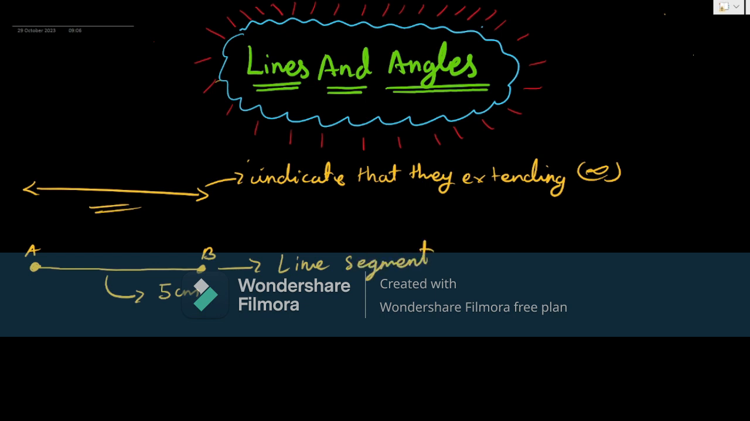Line segments are very important in circles, because a lot of questions come based on line segments, and the word line segment is used a lot in the circles chapter.